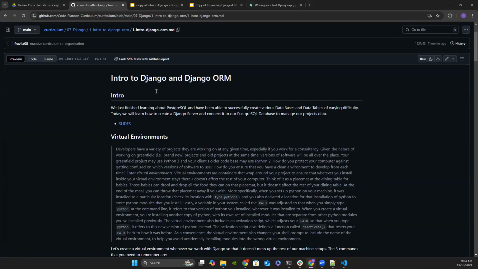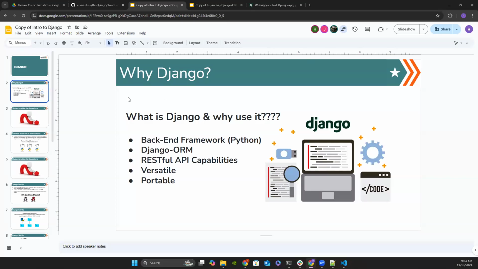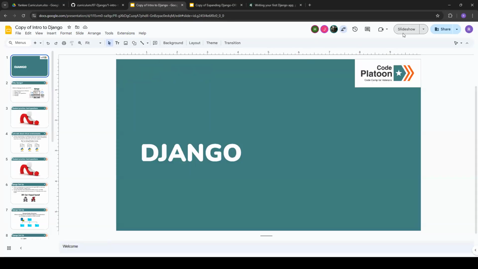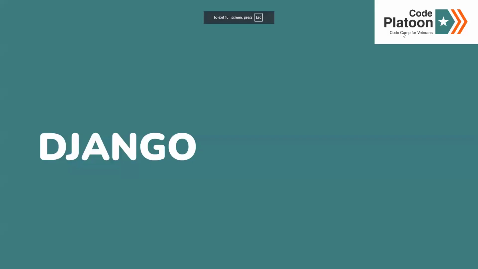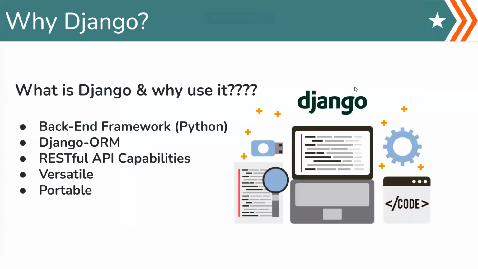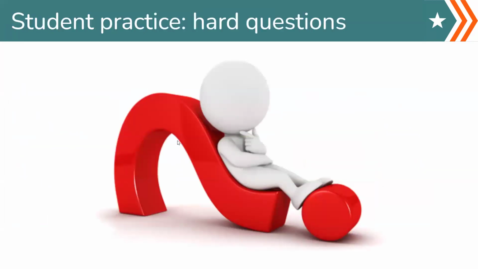Our intro, Django and Django ORM. So we have a nice little slideshow here. So we talked about Django and why we use it, essentially being a backend framework for Python. It's going to allow us to create a RESTful API with CRUD capabilities, which we will dive into later throughout the week.